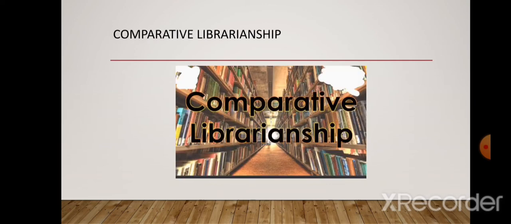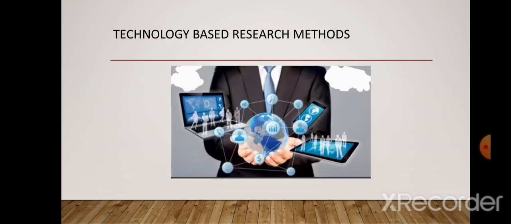Comparative librarianship. There is a long-standing debate over whether comparative librarianship is a research method or subject matter. As a subject, it deals with phenomena in librarianship that can be compared. Technology-based research methods. One of the difficulties in doing so has to do with reconciling the scientific method with activities that are more similar to product development than to basic research.